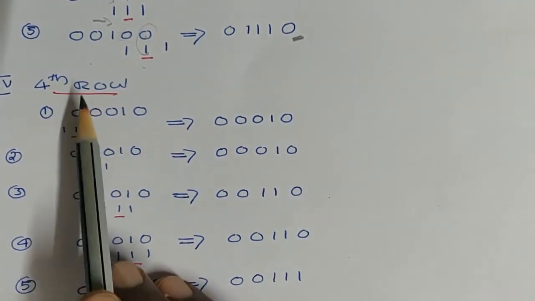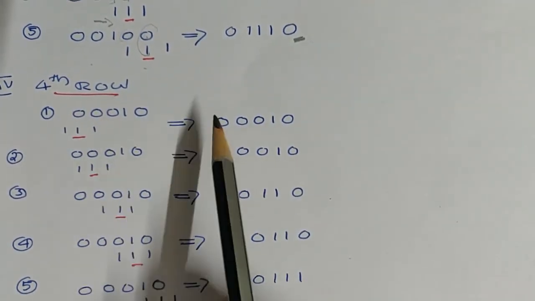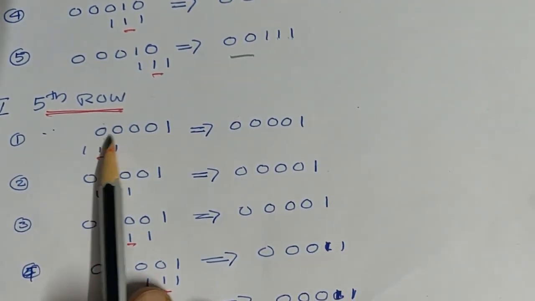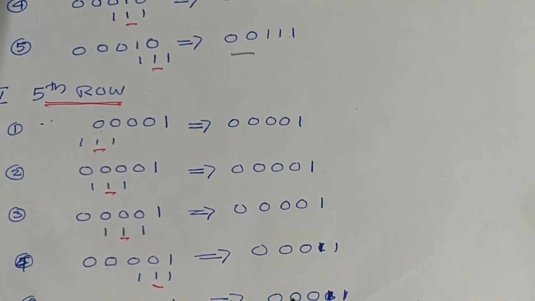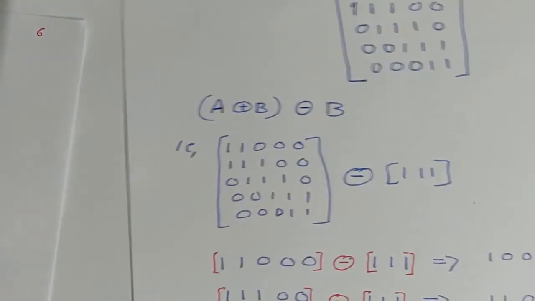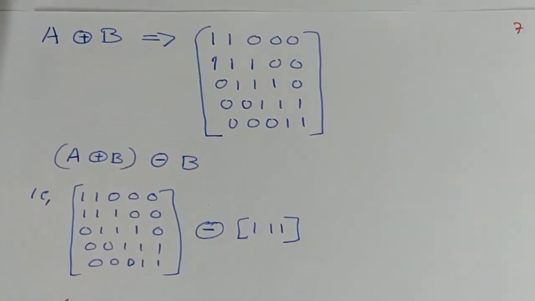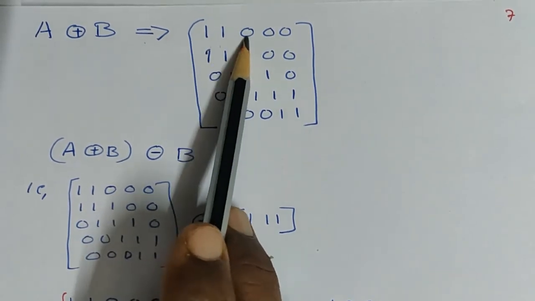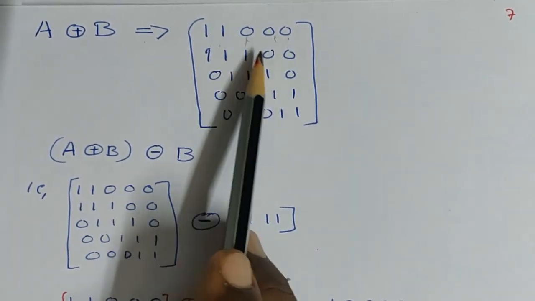Now we will take the fourth row, the same dilation operation is done here, and finally we will get the result like this: 0 0 1 1 1, and then we will go to the fifth row. The output is like this: 0 0 0 1 1 0 0 1 1. Okay, now the final result, A dilation B is equal to 1 1 0 0 0 1 1 1 0 0 0, and like this.